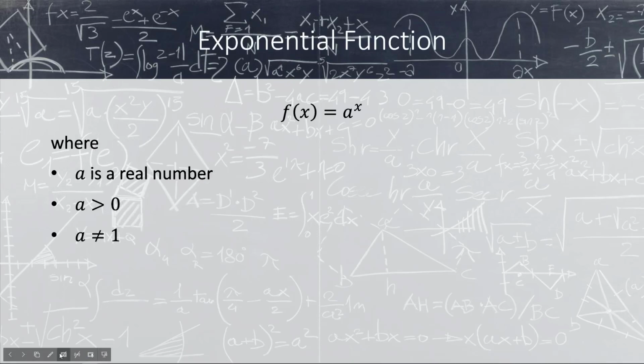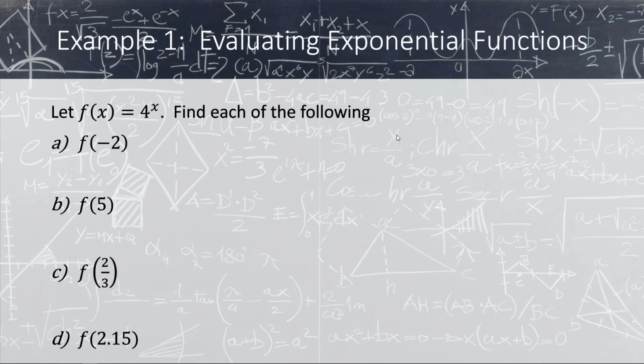So what is an exponential function? Well, this is an exponential function. It is f of x is equal to a raised to the x power. Of course, we do have some restrictions on a. First, it has to be a real number. Secondly, it has to be strictly positive. And thirdly, it cannot be equal to 1. Why? Well, if a was equal to 1, then you would have that f of x is equal to 1 raised to the x power, which would just simply be 1. Not very interesting.